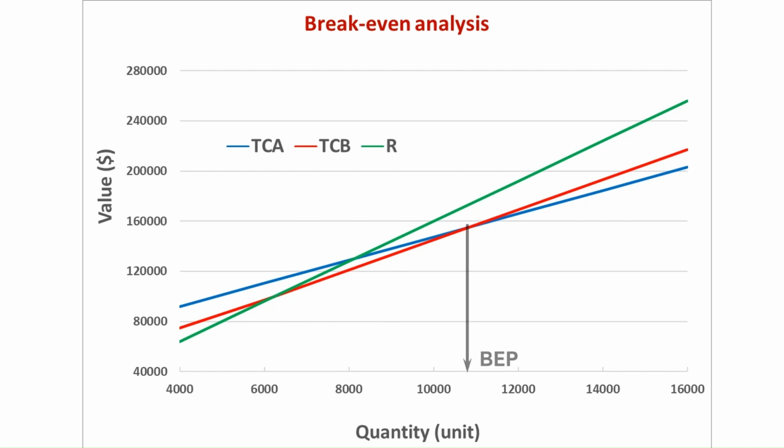The third point is the intersection between alternative A's total cost and alternative B's total cost. We call it BEP, and this is the answer to the second question. I will show you how to construct such a graph using MS Excel after a couple of minutes.